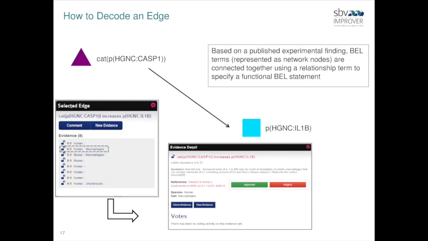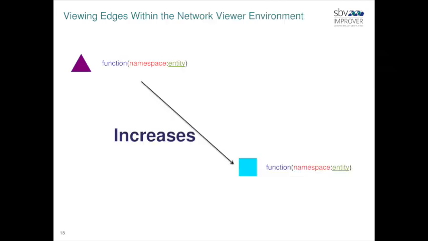And so when you review these edges in the networks, this is where you have the opportunity to approve or reject the evidence associated with a given edge. And I'll have more detail in the next few slides, but you're also able to add new evidence to support this existing edge.